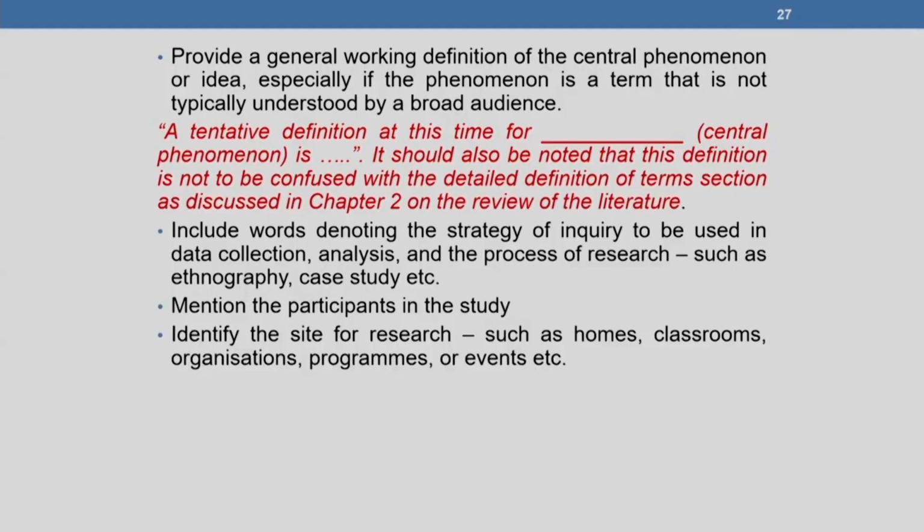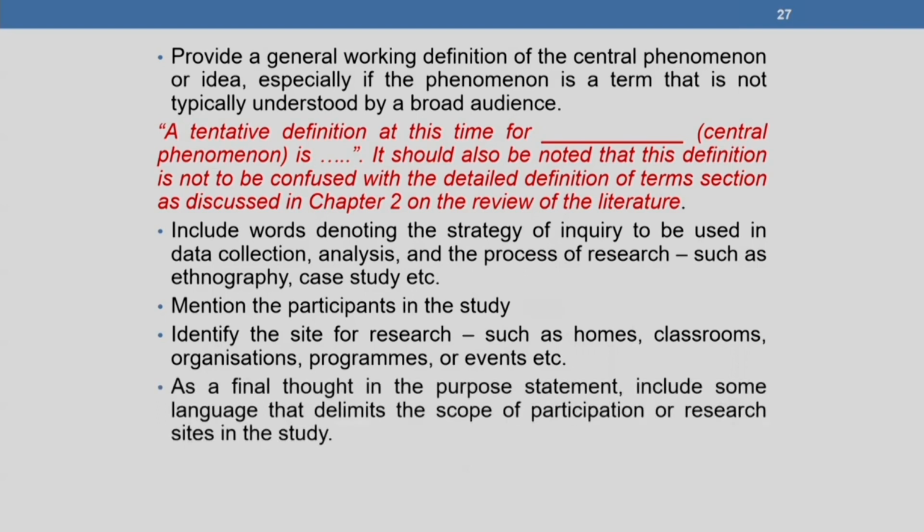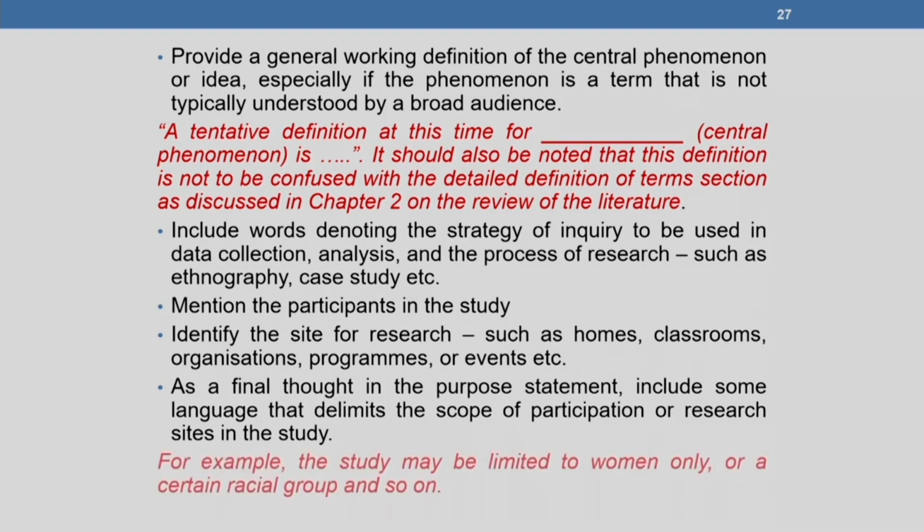We must also identify the site for research, such as homes, classrooms, organizations, programs or events, etc., where we need to conduct a study. As a final thought, in the purpose statement, we may also include some language that delimits the scope of participation or research sites in the study. For example, we can always mention whether the study may be limited to women only or a certain racial group and so on. So, these are the few things that need to be kept in mind when writing up the purpose statement in case of a qualitative research method.